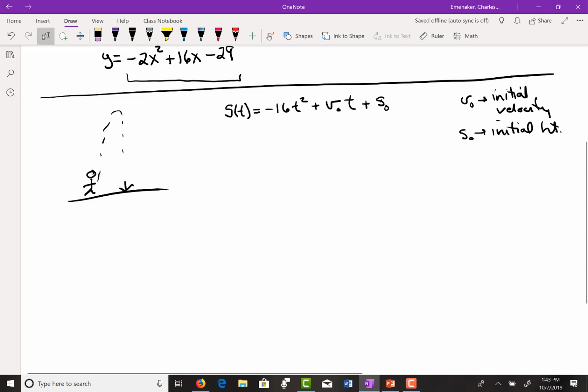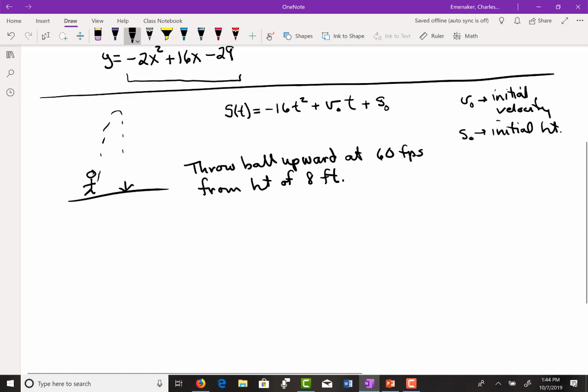Okay, so how do you use something like this? Well, one of the examples that they provide in the book says you take a baseball and we throw a ball upward at, let's say 60 feet per second from a height of, let's say 8 feet.